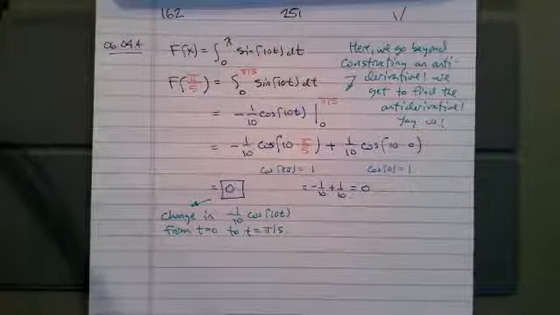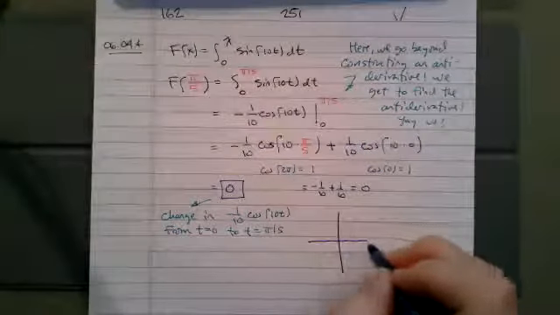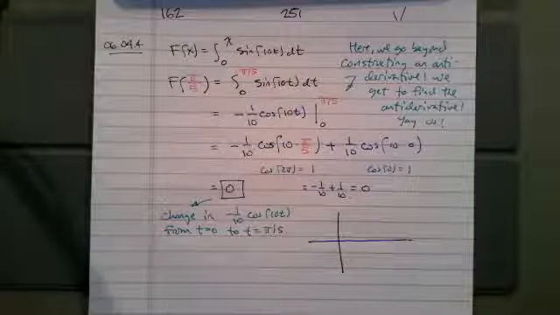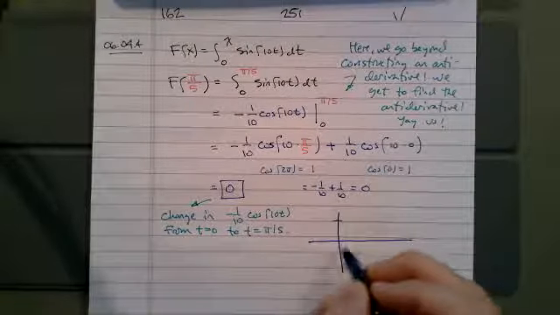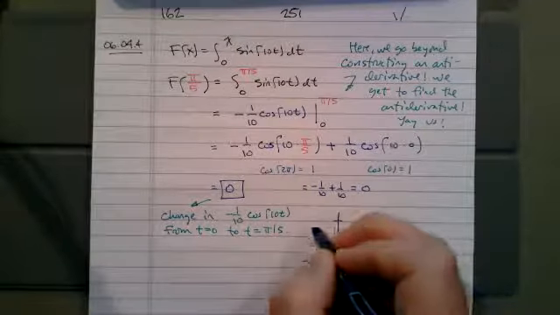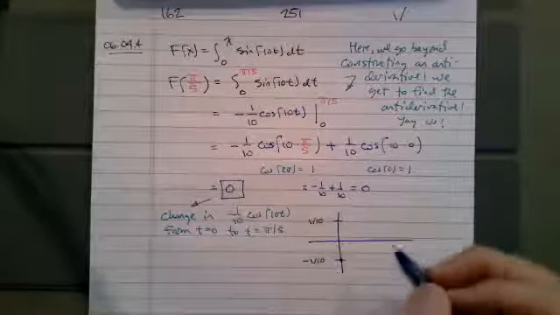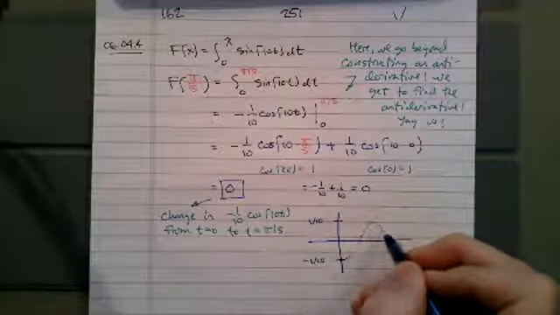Now, if we look at the function negative 1/10 cosine of 10t, if we look at the graph of that function, we have an amplitude of 1/10, and it's a negative cosine, so it starts off at the bottom. And what's going to happen, it's going to go up and then down.